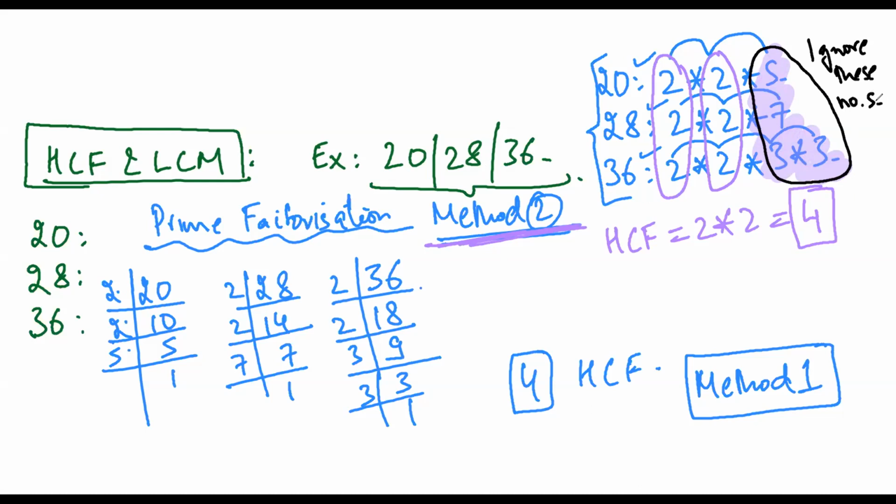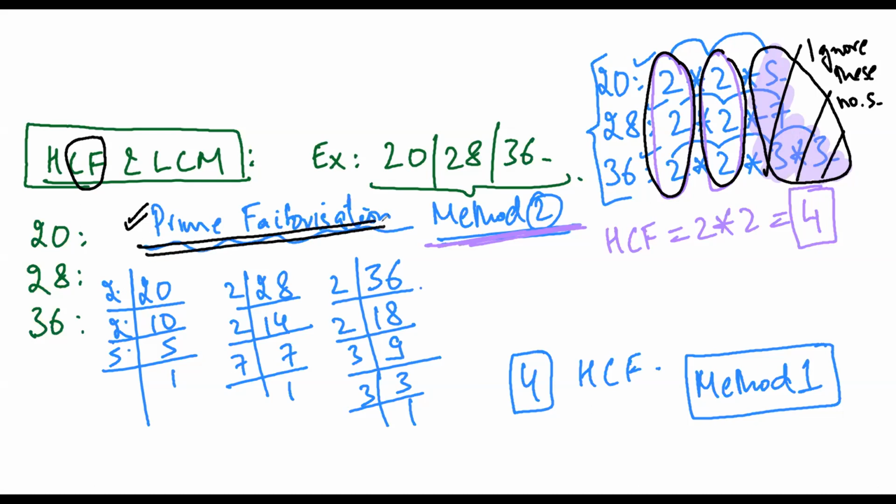Now, this is the point of confusion. This is where students get confused. When you are finding the highest common factor using prime factorization, only consider the numbers which are common. Just ignore this. Have you understood? Yes, sir. One thing that you need to understand is that HCF by this method and HCF by method 1 is the same. Is it okay?